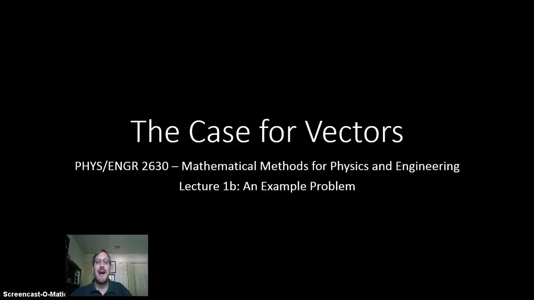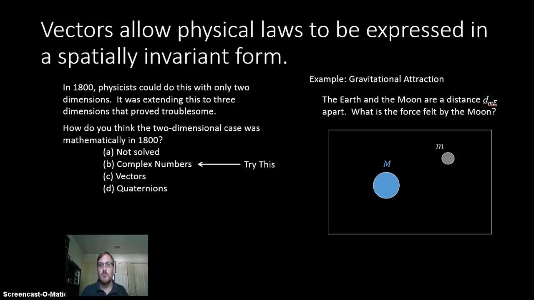Hey, what's going on? I'm still working on this case for vectors. So I've already given you the abstract case where I've gone through and told you the reasons why we need vectors. But now I'd like to start with my example. And my example is going to be a simple example. It's just going to be gravitational attraction between two objects.